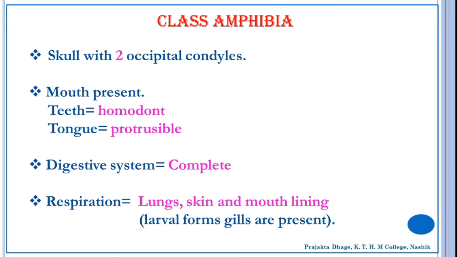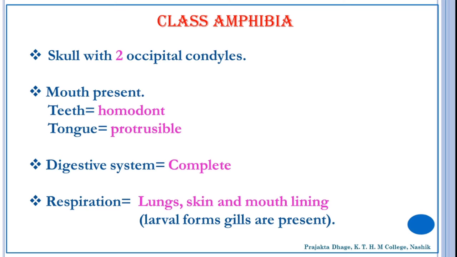Now the next point that we are moving towards is that the digestive system is complete. These organisms have a complete type of digestive system. They have a cloaca present. Now what is a cloaca? It is a common opening for the digestive, urinary and genital tracts. So the common opening that is present in these organisms is called the cloaca, which is nothing but a common opening for the digestive, urinary and genital systems.